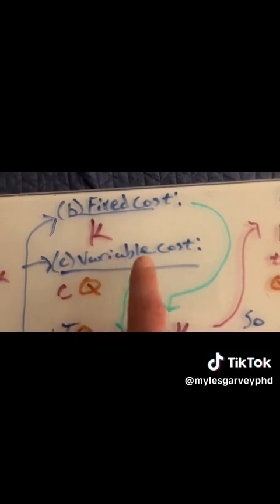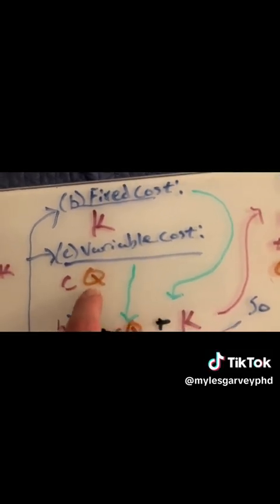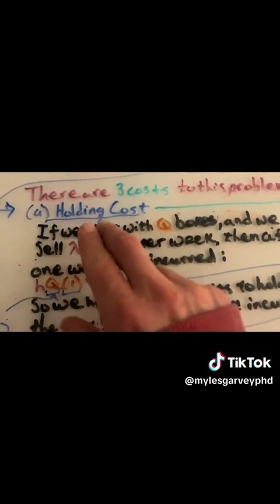Let's first start with fixed and variable because these are easier. Fixed cost is just K, and the total variable cost is just however many units that I order, which is Q, multiplied by the per unit ordering cost. So now the more challenging part, how do we compute the holding cost?